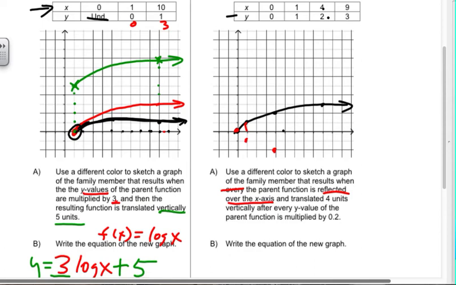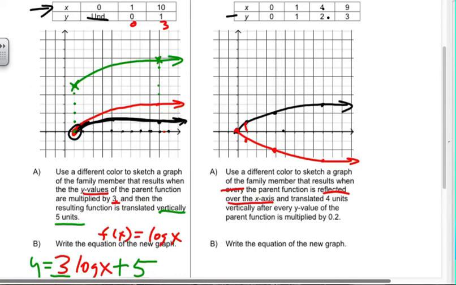And then I will end up with 9. This guy will be down here. So that's my reflected. Okay, now this one we've got to be careful.